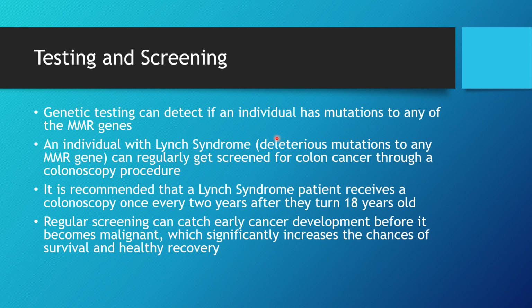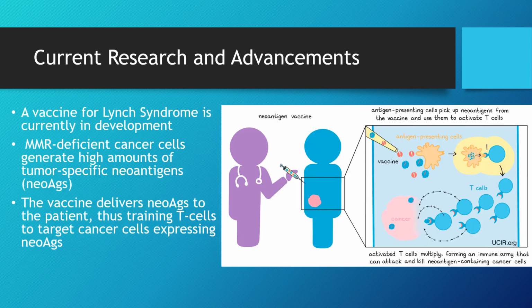Genetic testing can detect if an individual has mutations to any of the MMR genes. And so an individual with Lynch syndrome, which is a deleterious mutation to any of these MMR genes, can regularly get screened for colon cancer through a colonoscopy procedure. It is recommended that a Lynch syndrome patient receives a colonoscopy once every 2 years after they turn 18 years old. So regular screening can catch early cancer development before it becomes malignant, and this significantly increases the chances of survival and also a fully healthy recovery.